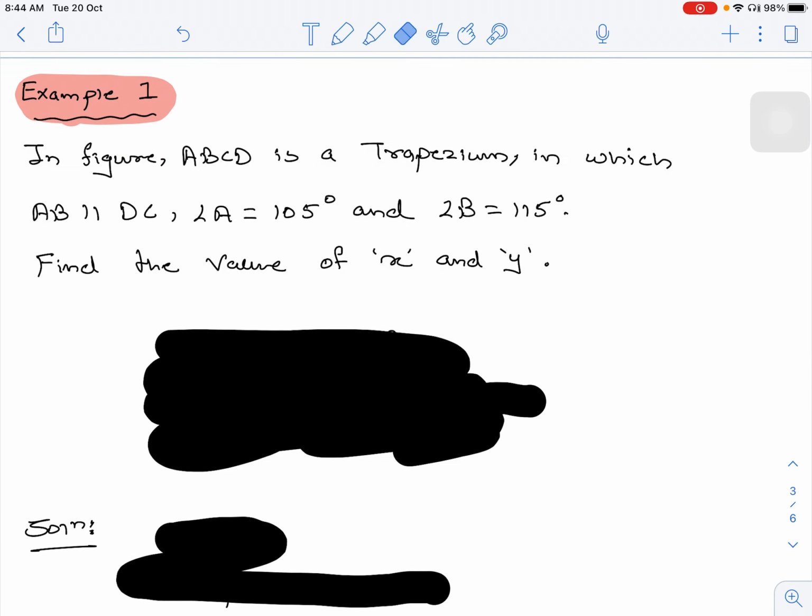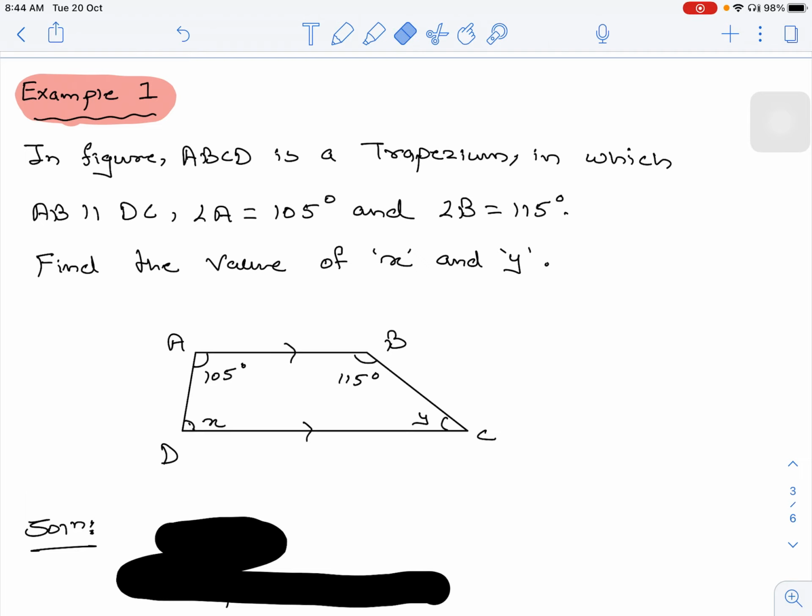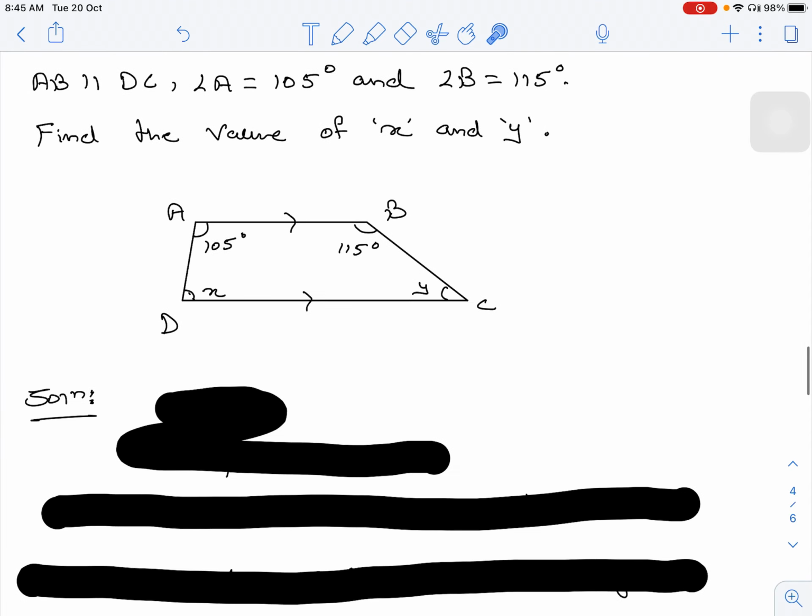Now here we have our first example: in the figure, ABCD is a trapezium. Okay, so let us see the figure also. From the figure it can be seen that these two sides are parallel to each other. So it is a trapezium in which AB is parallel to DC. Angle A is 105 degrees. Angle B is 115 degrees. We have to find the value of X and Y. Now, as it is a trapezium, one pair of opposite sides are parallel. So what we have to do? First, we will consider that AB is parallel to CD and AD is the transversal. Okay, let us see what happens.